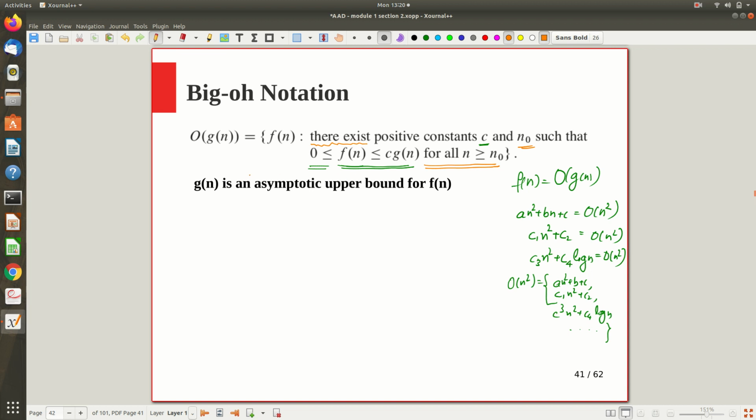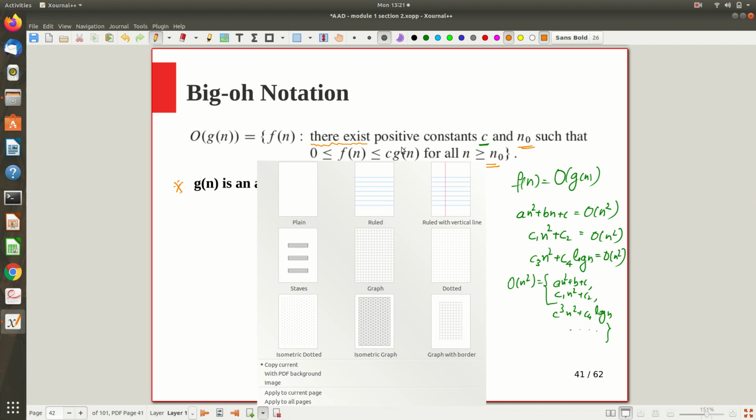Okay, so at this point I can say that this g of n is the upper bound, right? So g of n is an asymptotic upper bound for f of n. Now the significance of n0, I will tell you with an example. Some simple example we will take.